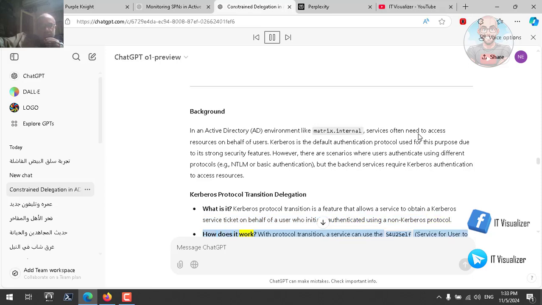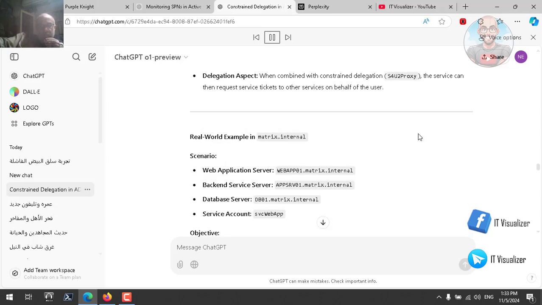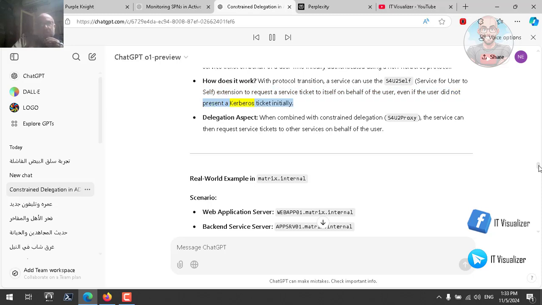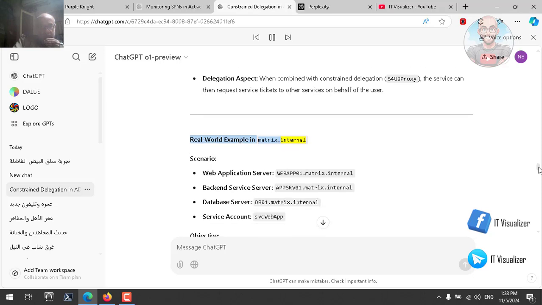How does it work? With Protocol Transition, a service can use the S4U2Self (Service for User to Self) extension to request a service ticket to itself on behalf of the user, even if the user did not present a Kerberos ticket initially. Delegation aspect: when combined with constrained delegation (S4U2Proxy), the service can then request service tickets to other services on behalf of the user.